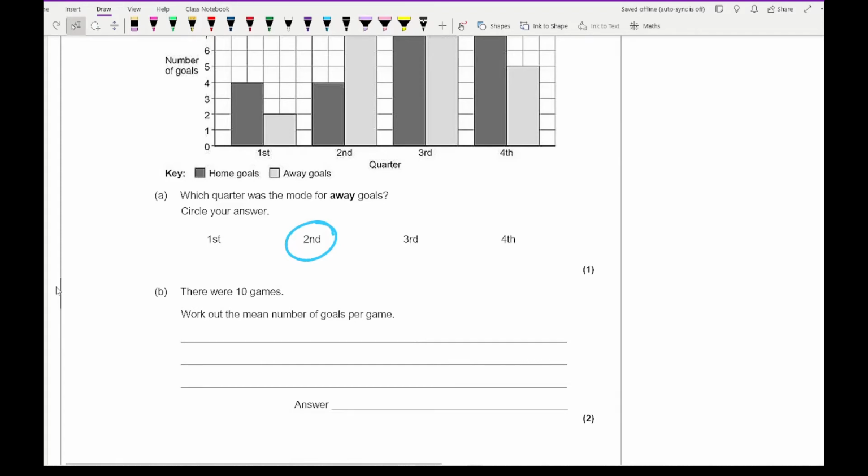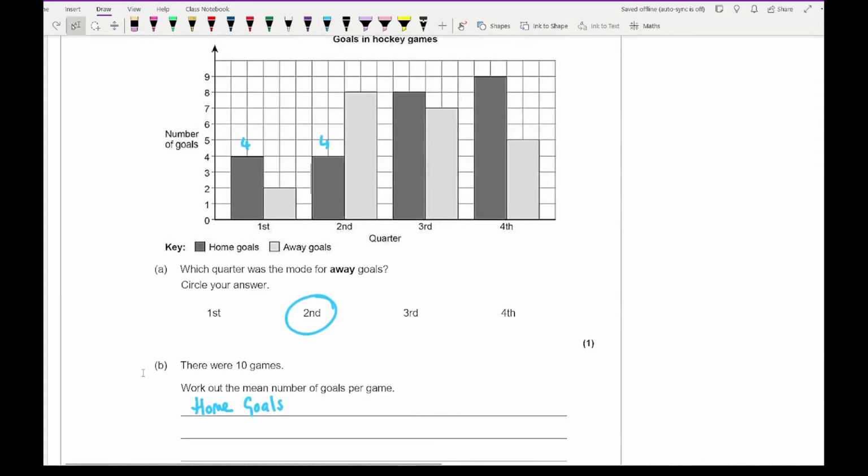Work out the mean number of goals per game. So here what we need to do is add up all the home goals together. If I add up the bars, here I've got 4, 4, 8, and 9. So if I add up all those blue numbers together, I get an answer of 25.